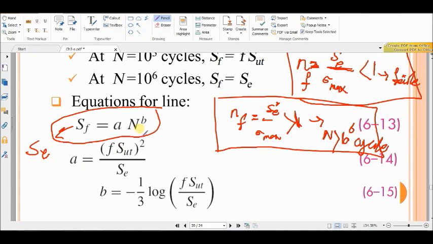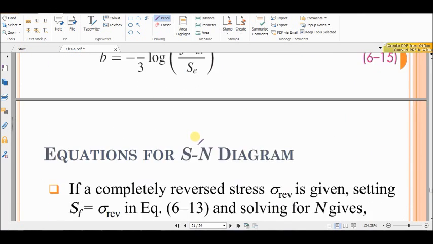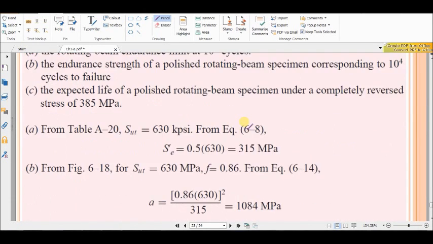If you substitute Se here, then you will find 10 power 6. That means for 1 million cycles, the fatigue strength is equal to the endurance strength. Or in other words, if you apply a stress equal to the endurance strength, you will get a 1 million cycle life. Maybe to elaborate on this, we solve this example together.